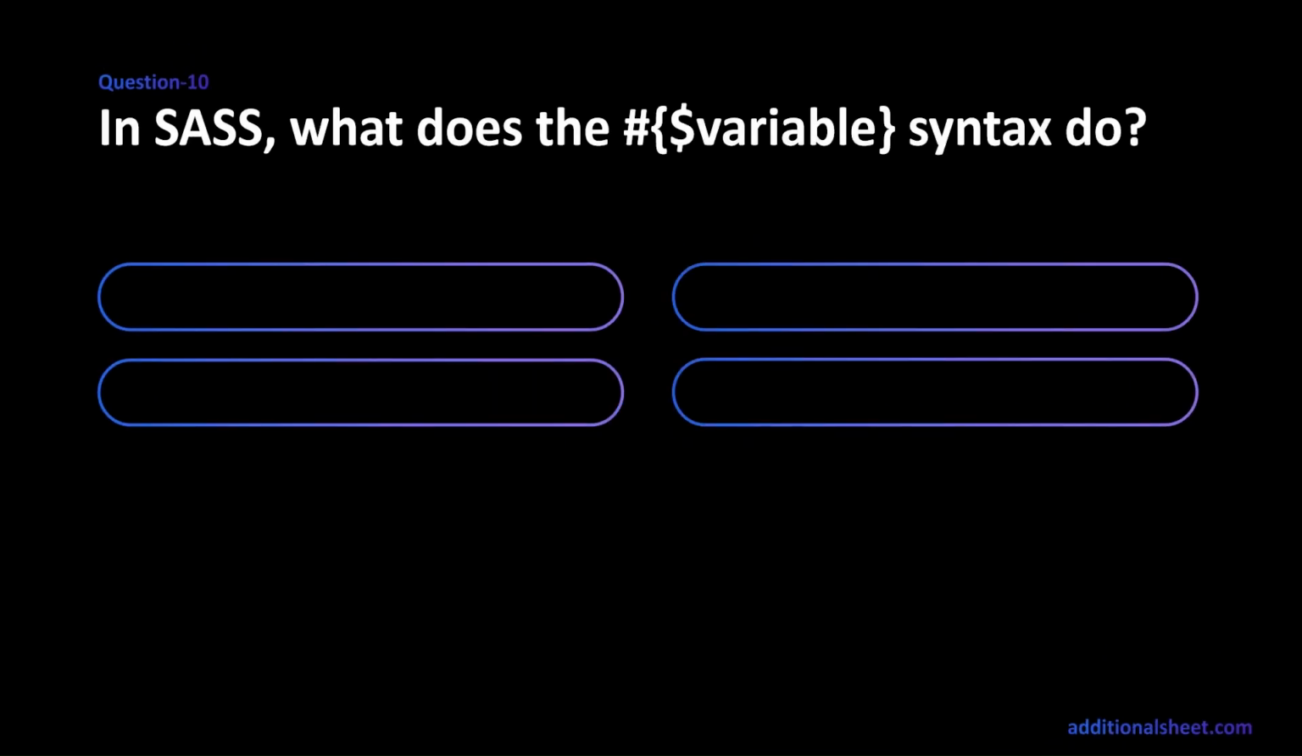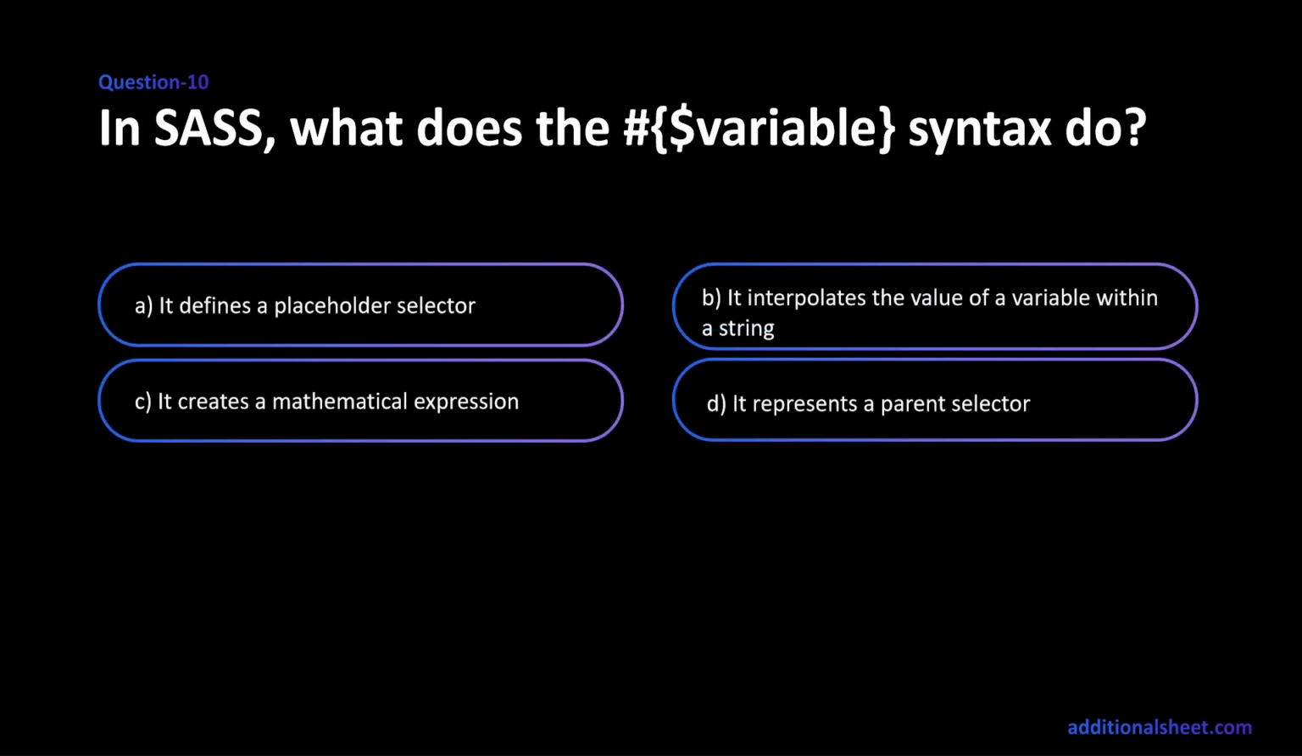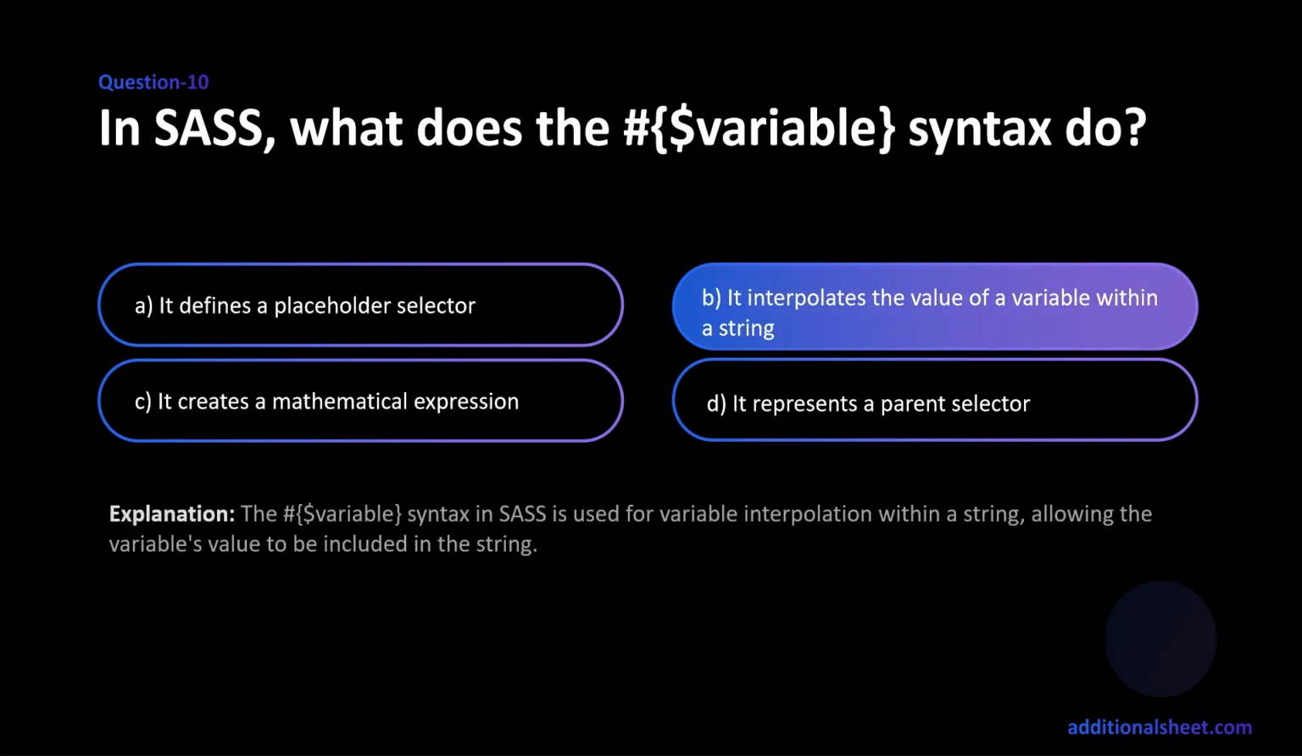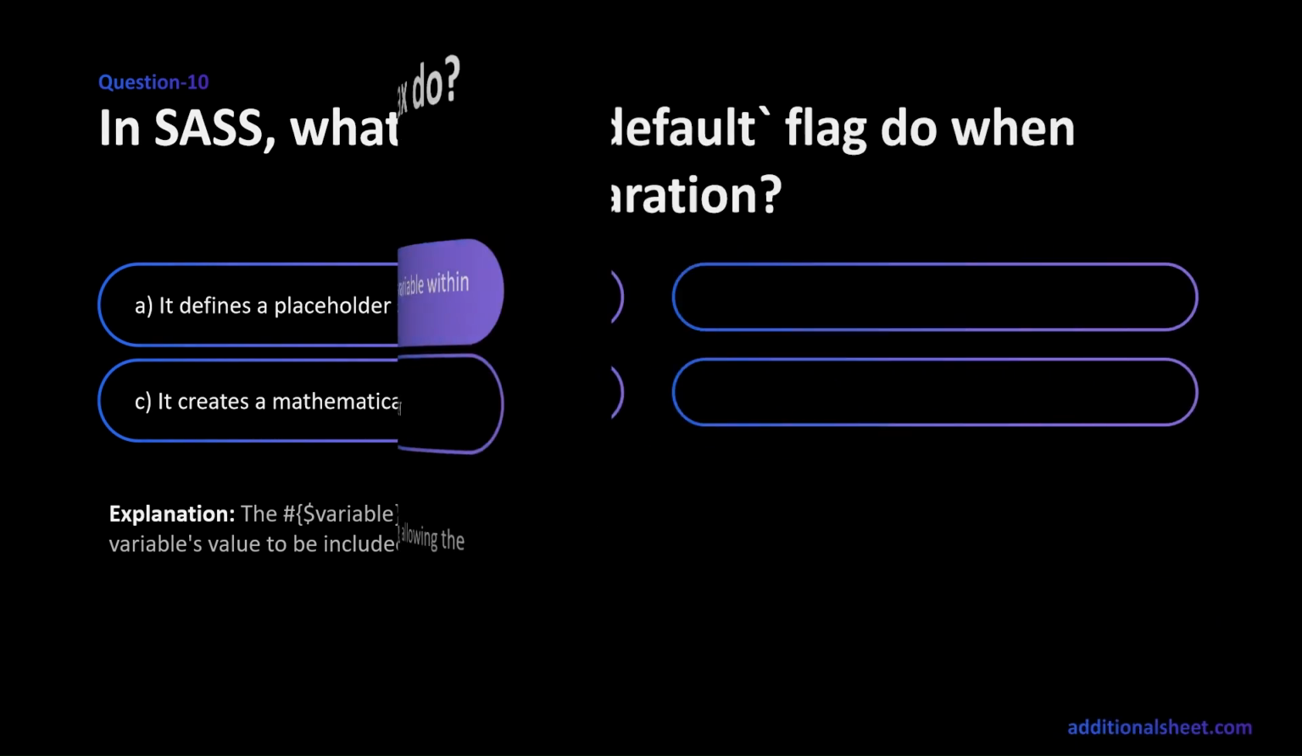Q10. In SASS, what does the #{$variable} syntax do? Options are A. It defines a placeholder selector. B. It interpolates the value of a variable within a string. C. It creates a mathematical expression. D. It represents a parent selector. Correct answer is option B. The #{$variable} syntax in SASS is used for variable interpolation within a string, allowing the variable's value to be included in the string.